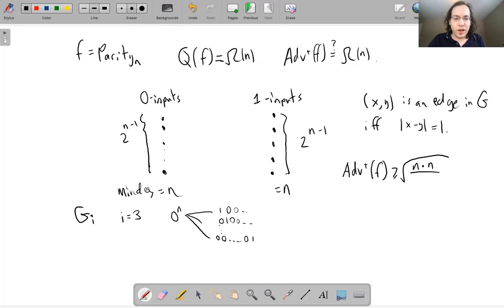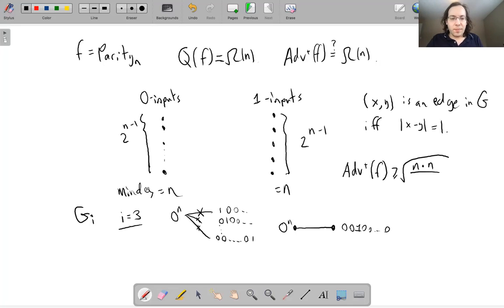But now when i equals 3, all of these edges get deleted except for 1. So actually, 0 to the n is connected now only to 0, 0, 1, 0, 0, 0. Okay, so now 0 to the n is connected to only 1 string on the right. And by the same argument, because G_i only connected each string to the n possible single bit flips of that string, and here G_i will force bit i to be the one that flipped, only one edge survives that's incident to any node.